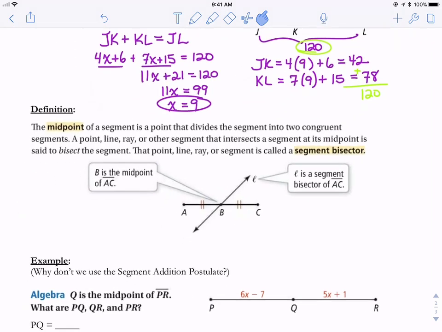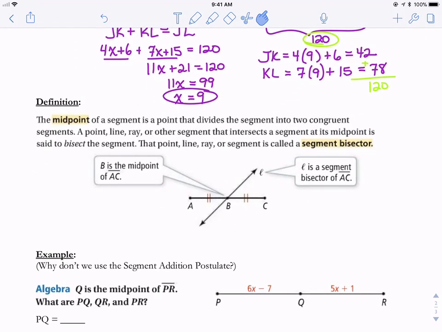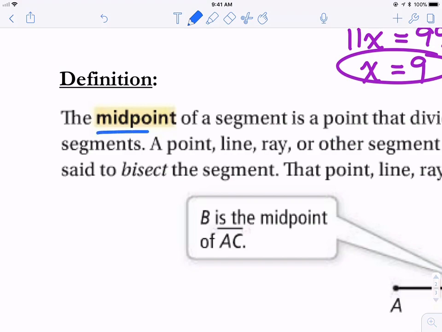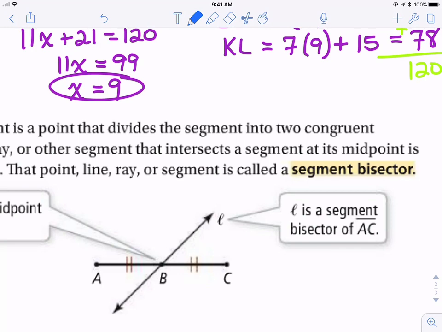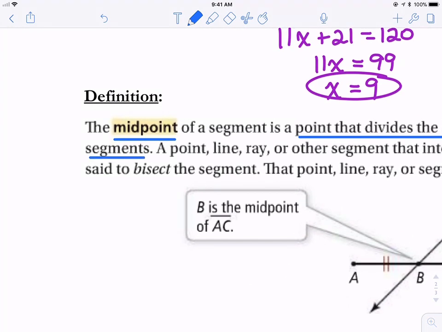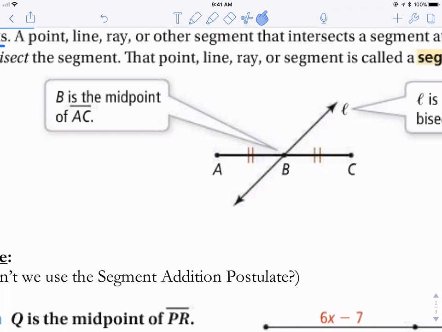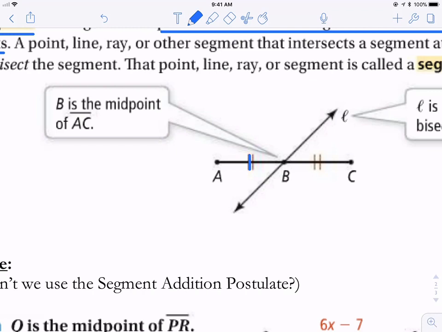All right, and then the last idea in this lesson, midpoint and segment bisector. The midpoint of a segment, I'm sure you've heard this term before, is a point that divides the segment into two congruent segments. Midpoint, pretty easy to understand. So in this picture, they're telling you B is the midpoint of the segment. How do we know? They put the little hash marks here to show you that B is the midpoint.